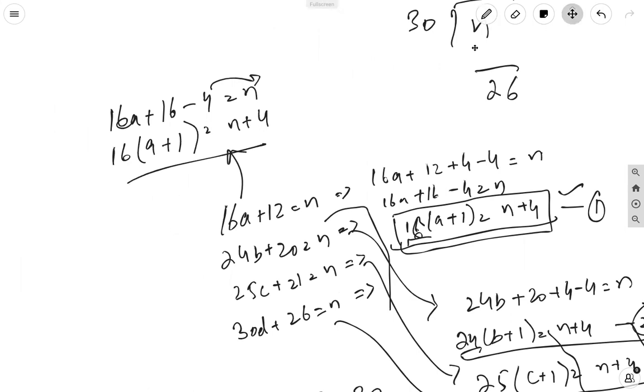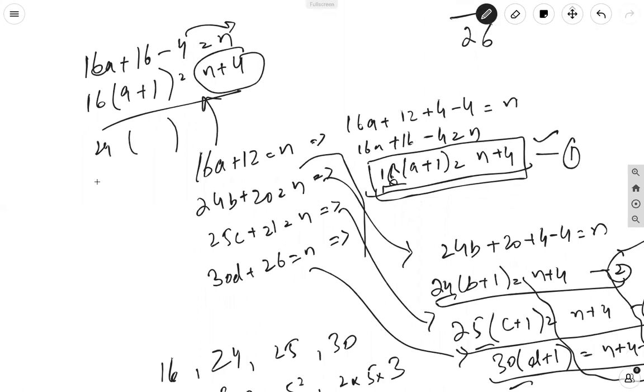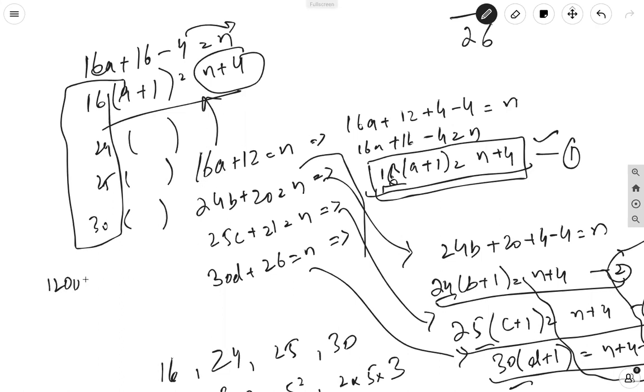I just make the same pattern for all of these 4 equations, and the right side for all of these is n plus 4. And the left side is 16 into this, 24 into this, 25 into this, and 30 into this, right? Just take the LCM of these, because the lowest value must be a multiple of these, right? The LCM of this came out to be 1200, and the right side of all is n plus 4, right? So just subtract 4 from the left side. So this will come out to be 1196, which is the lowest possible value of n in this scenario.